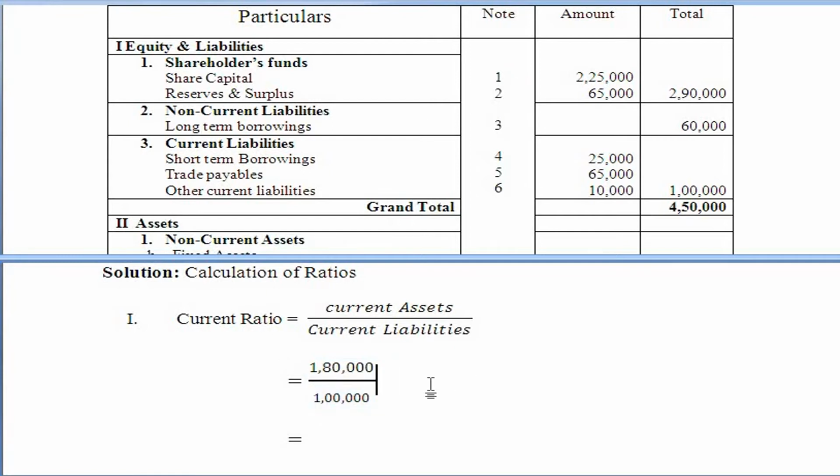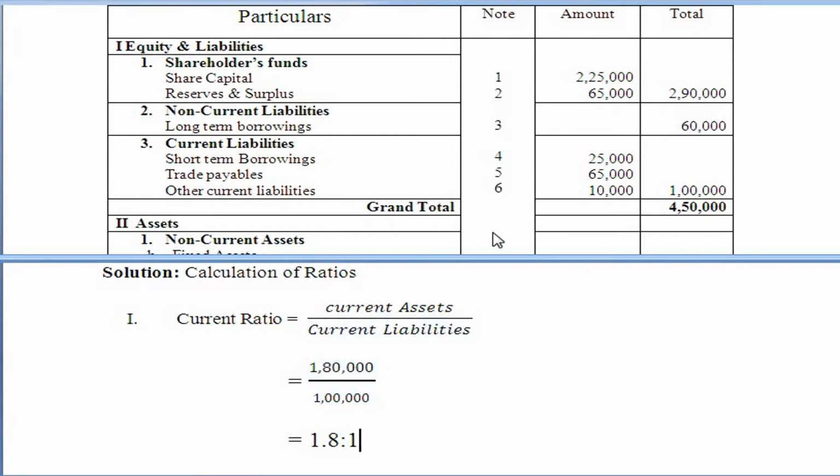Now find out the current ratio. Current ratio will be 1,80,000 divided by 1 lakh. Current assets, how much? 1,80,000, whereas current liabilities 1 lakh. Here both amounts are available in the balance sheet, so once again no need to calculate them. So directly we can find out the answer. 1,80,000 divided by 1 lakh is equal to 1.8 is to 1. Okay, 1.8 is to 1. Understood? That is the calculation of current ratio.